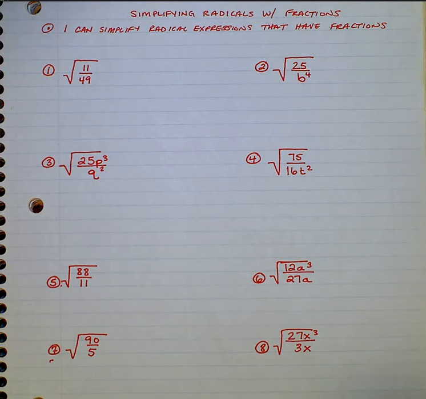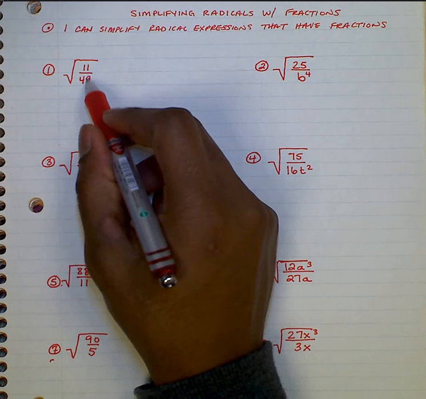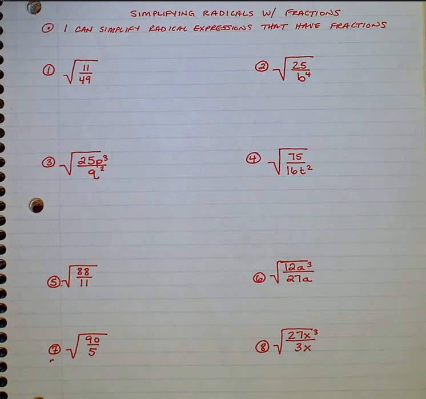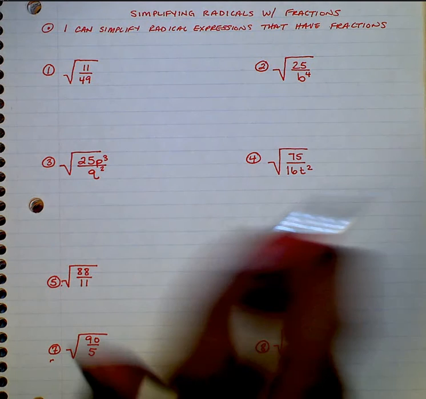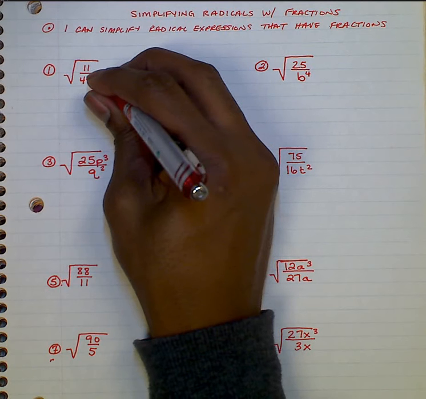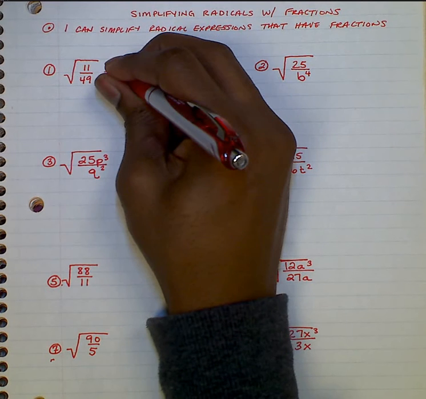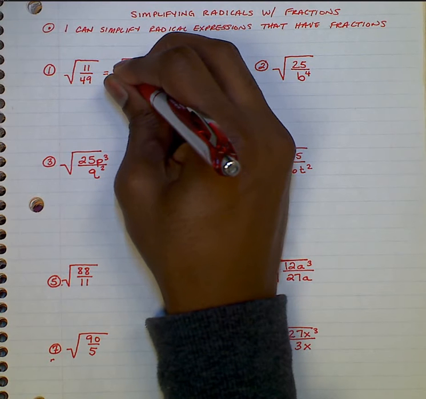Alright, number one, we have radical 11 over 49. So it's a fraction inside the radical. Okay, that means it's not simplified. We need to try to simplify it. First we look to see, can we divide or simplify this fraction, 11 and 49? And we can't. But we can rewrite this. I just want you to know that if I write it as radical 11 over 49, that's the same as writing it as radical 11 over radical 49.